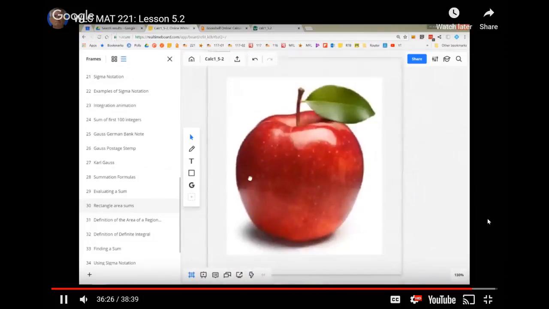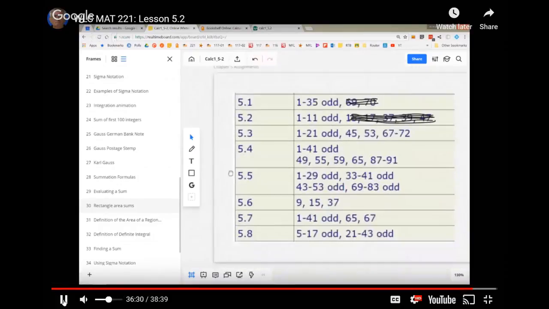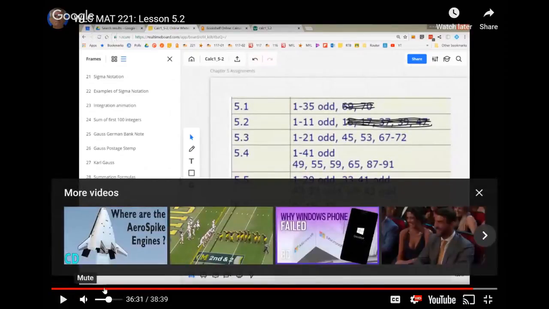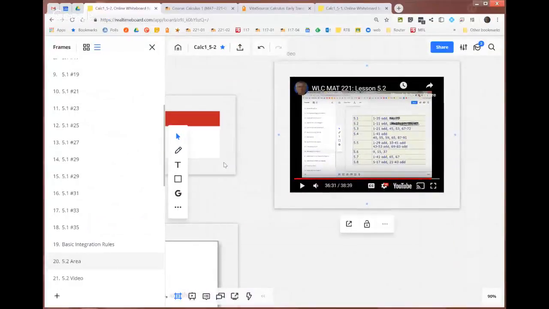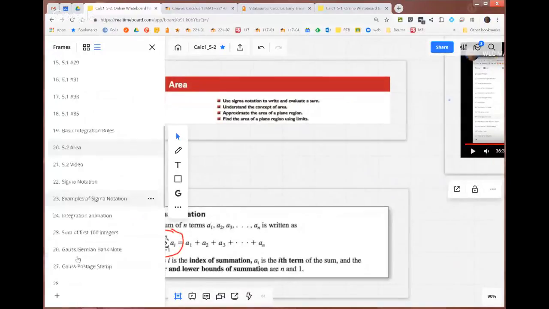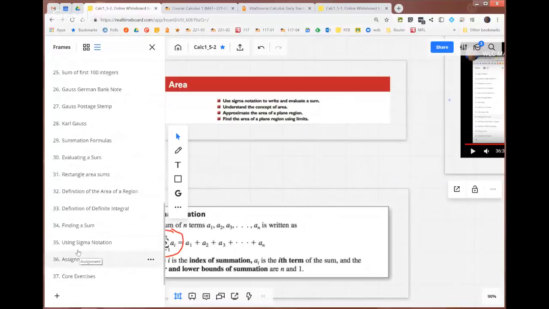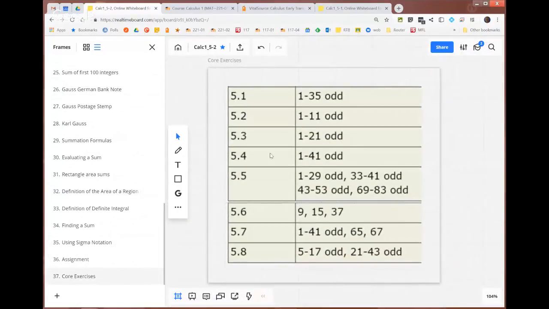So that brings us up to the assignment. I'm going to go to the assignment because I cleaned it up a little bit. The assignment is for 5-2. We're just going to work on 1 to 11, the odds.